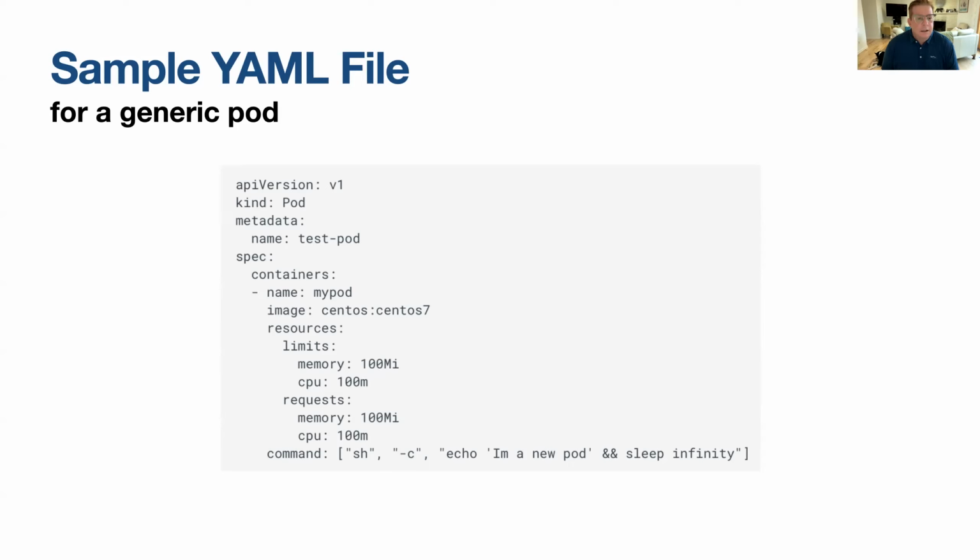In this case, all this YAML file is doing is instancing CentOS 7 on the cluster. It's going to use 100 megs of memory. It's going to use 100 M of CPU. And the command, once you have CentOS running, is sh with the flag C, echo, I'm a new pod, and then go to sleep forever.